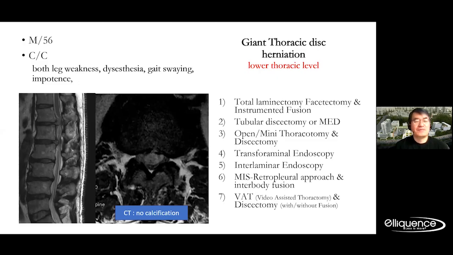Male, 56 years old. The patient has both leg weakness, gait swaying. It's not a paraplegic status, but paresis. Also, he has been suffering from impotence. The level is T12. There's a huge central disc herniation. There's no calcification on the CT scan. Yeah, this is a giant thoracic disc herniation at a low thoracic level.